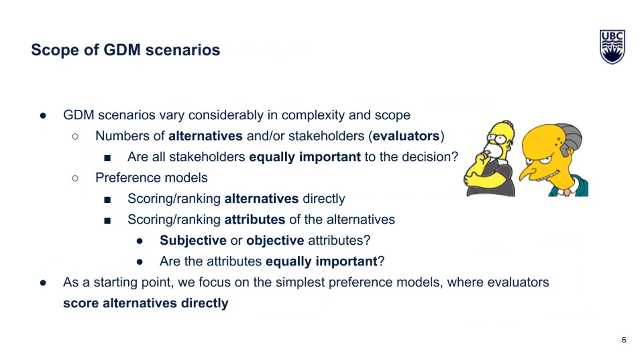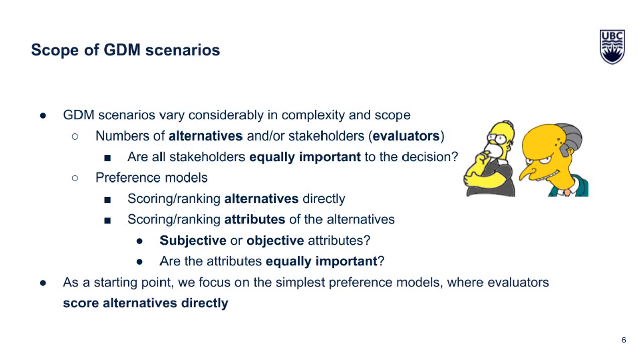GDM scenarios can vary widely in complexity and scope, from a relatively simple decision, such as buying a gift for a colleague, to choosing a strategy to respond to a nuclear crisis. These decisions may vary in the number of available alternatives or the number of stakeholders. Further, the stakeholders may not be equally important to the decision. The preference models can also vary significantly.